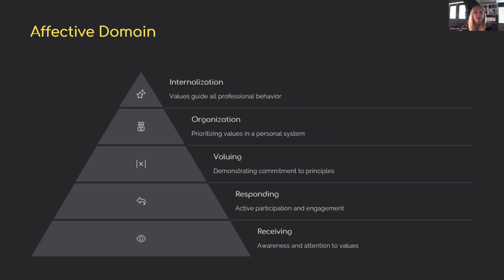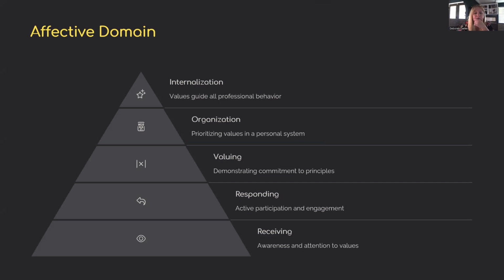Okay, and the affective domain. This is the attitudes, morals, ethics, culture, beliefs, values, all of those that are innate in all of us. Same but different, right? We have internalization, organization, valuing, responding, and receiving.